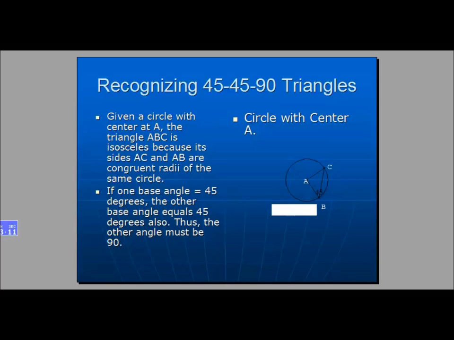A second way of recognizing a 45, 45, 90 triangle occurs with triangles that are drawn into a circle with one of the angles at the center of the circle. If you're given a circle with a center at A, the triangle ABC is isosceles because its sides AC and AB are congruent radii of the same circle. That means that angle B and angle C will also be congruent. If one base angle is 45, the other base angle must also equal 45, thus the other angle must be 90 degrees. Similarly, if you are told that the vertex angle, which in this diagram is at A, is 90 degrees, the other two base angles, B and C, must be 45.